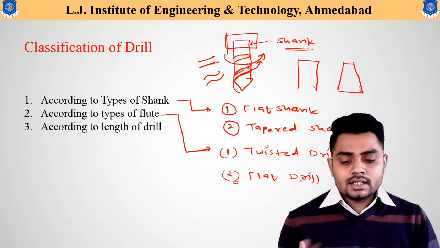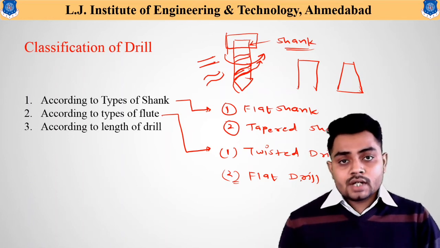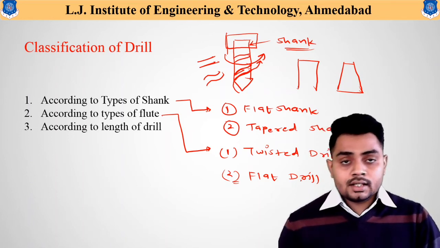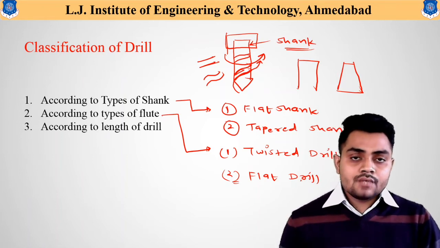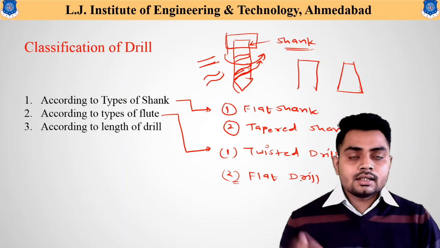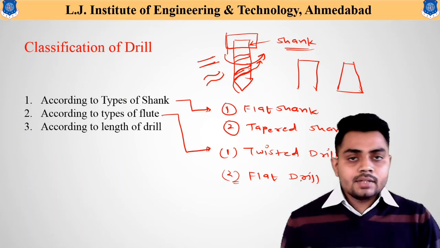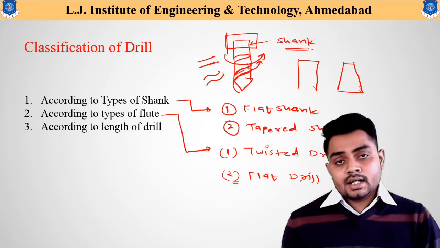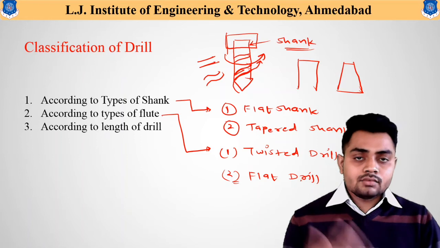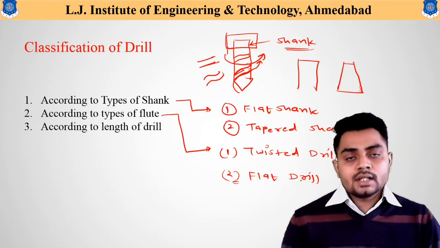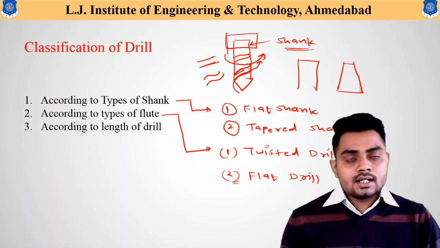Now the third one is according to the length of the drill. Based on the varieties of drilling machines available, there are different lengths of drill bits available. So according to the different ranges of the drill bits, drills are divided according to their length. The drill bits are available in less than 1 meter length, then 1 to 2 meter length, 2 to 3 meter length. So based on the varieties of length available, these drill bits are divided.